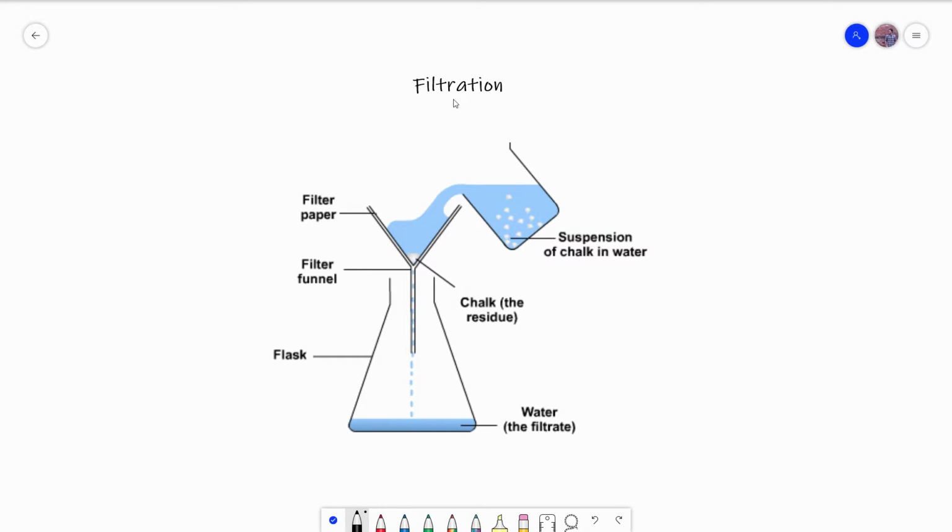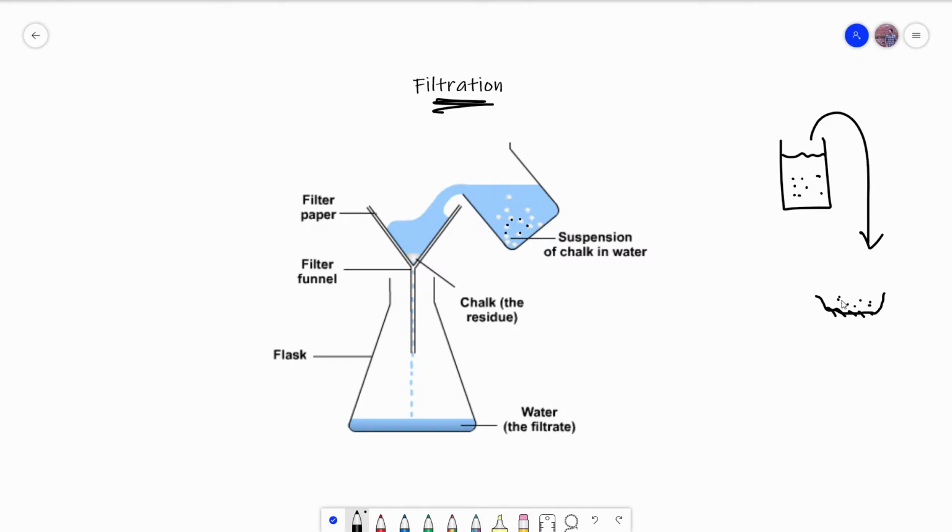First up, we've got filtration. So filtration is used when undissolved solid particles are separated from a liquid. What that means is, say you've got chunks of chocolate chips in milk. When you want just your chocolate chips back, what can you do? You're going to run it through a funnel. So essentially you're going to filter that out. This employs the same mechanism.